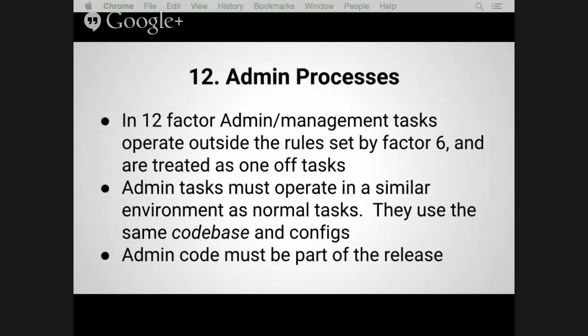And then the last one is admin processes. In a 12-factor app, admin or management processes are excluded from the rules of factor 6 for processes, and they're treated as one-off tasks. The admin task must operate in a similar environment as the actual app, so it uses the same code base and same configuration. There's nothing different that allows the admin process to actually run. And the admin code must be part of the release. It can't be an external piece of code that you have to drop in to run.